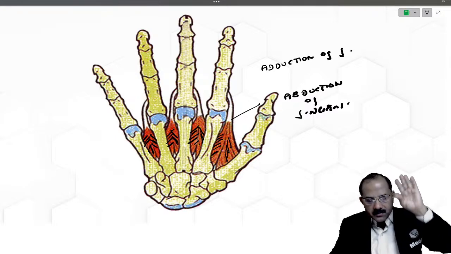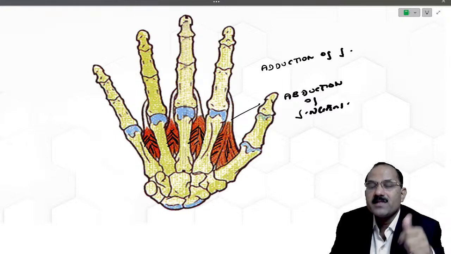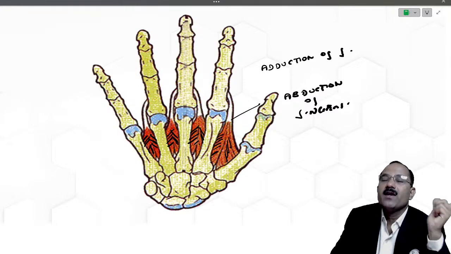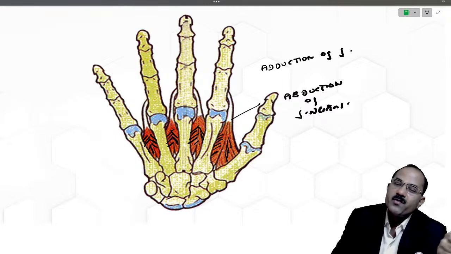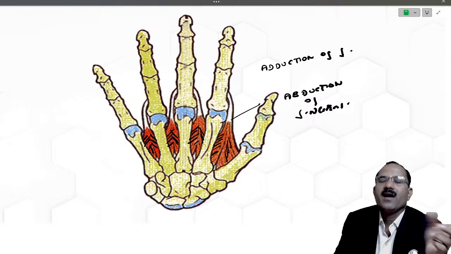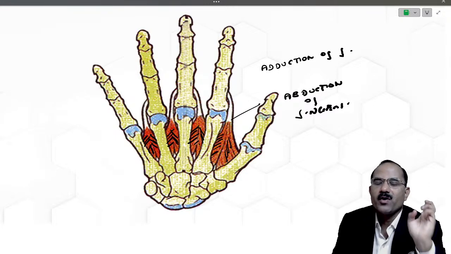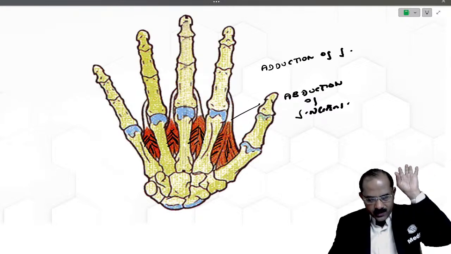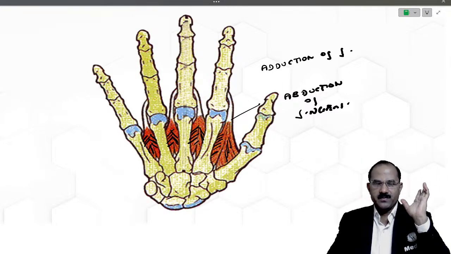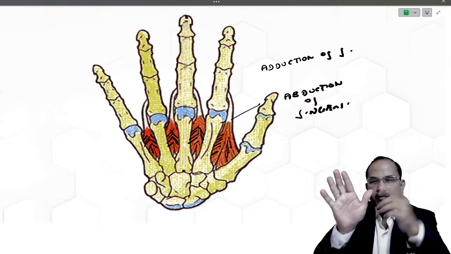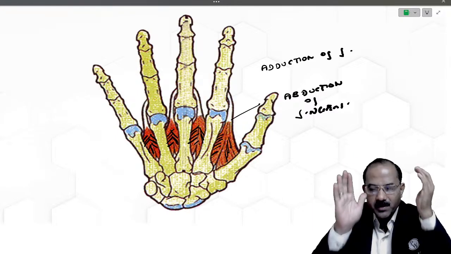So what are the muscles of the thenar eminence? Abductor pollicis brevis, flexor pollicis brevis. It has two heads, superficial head and deep head. And the third one is opponens pollicis. So these muscles are supplied by the median nerve. The thenar muscles, which include abductor pollicis brevis.